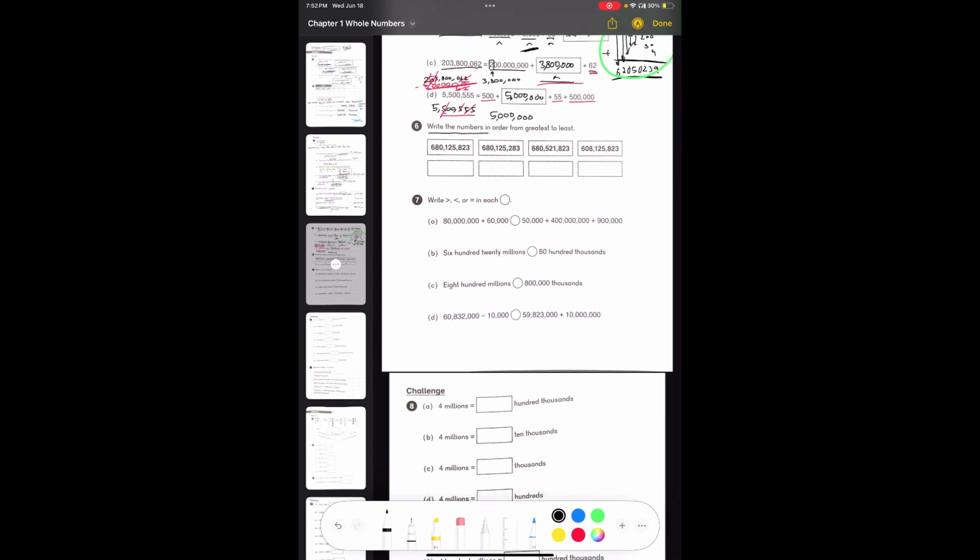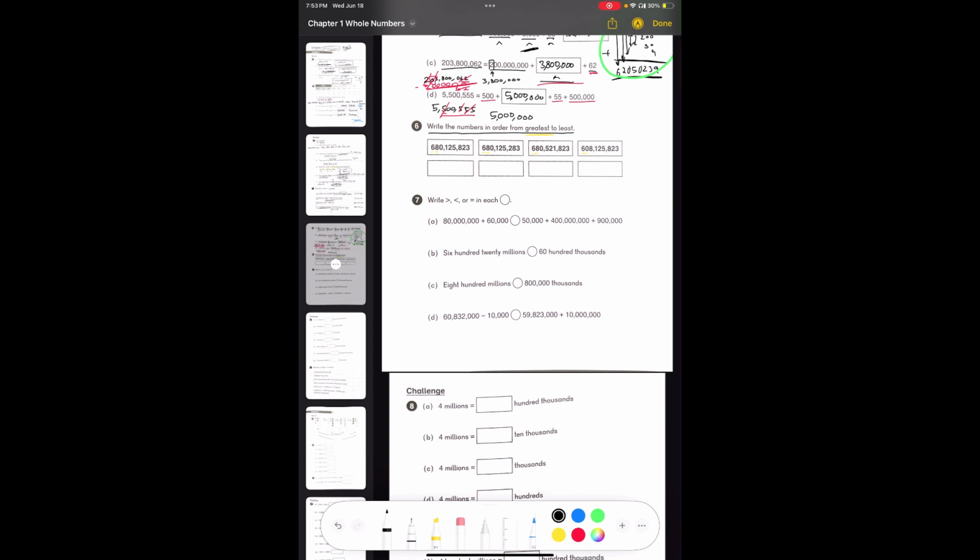So write the numbers in order from greatest to least. So what we want to do first is identify the greatest number. So we're going to look at this digit first, 6666. So they all have 600 million in front of them. So we go to the next digit. There's an 8 here. There's an 8 here, 8, but then there's a 0 here.